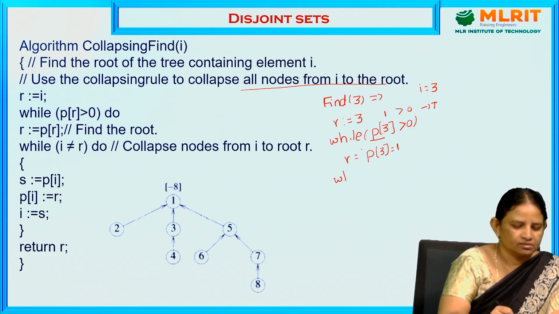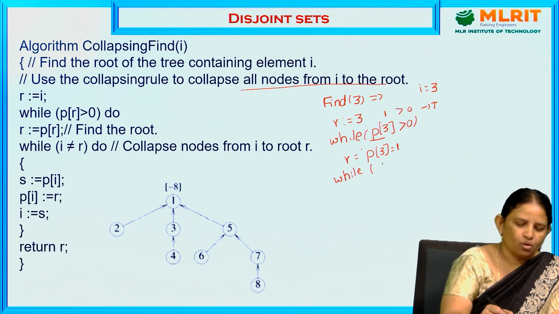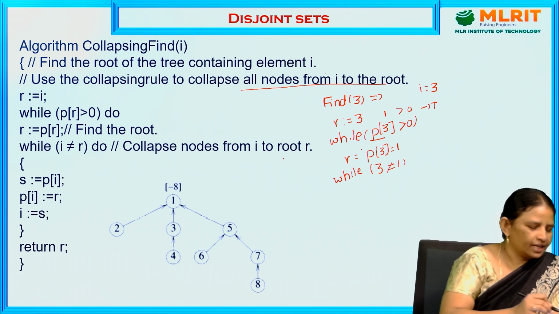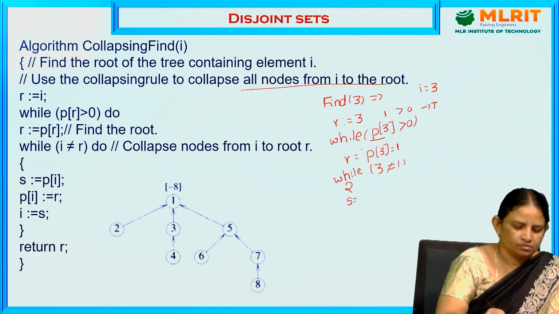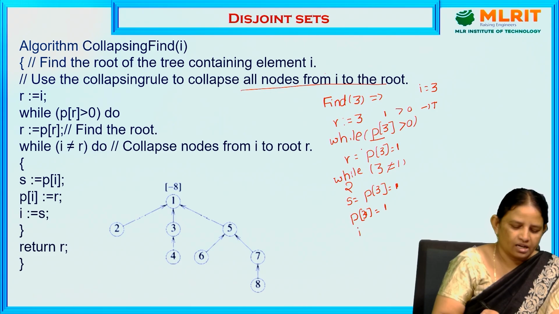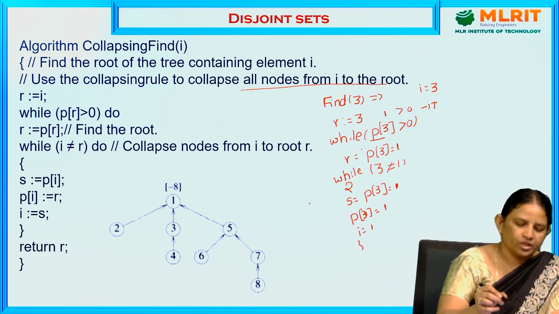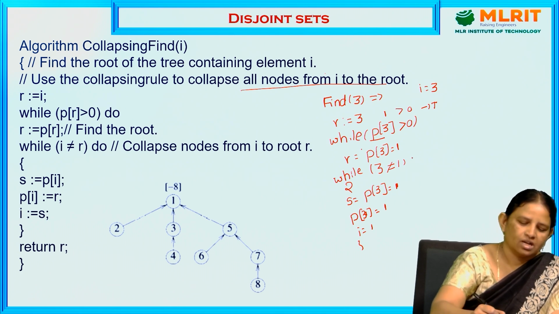While I is not equal to R. I value is 3, R value is 1. 3 not equal to 1, condition true. Next, S equal to P of 3. What is the S value? P of 3, the parent of 3, is 1, so S equal to 1. P of I, means P of 3, equal to R. R value is 1. Next, I equal to S. What is the I value? S, that means I value is 1. Next, the while loop is repeated until the condition becomes false. This is the first iteration.